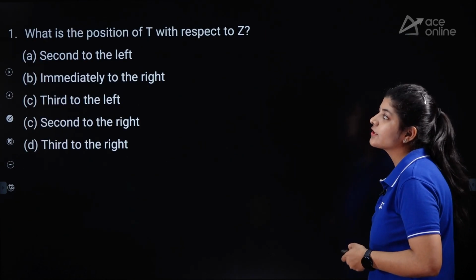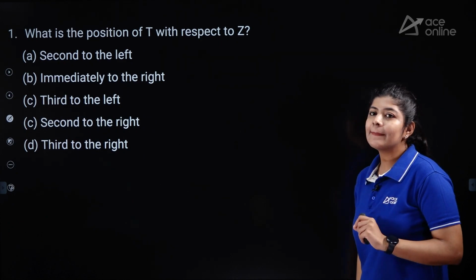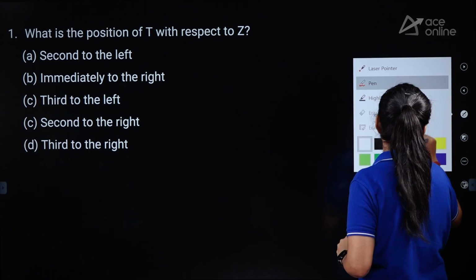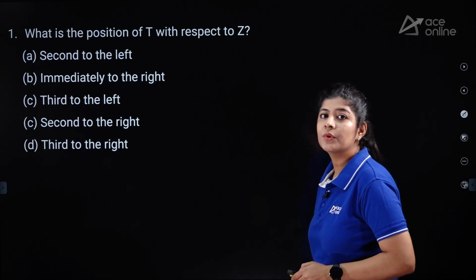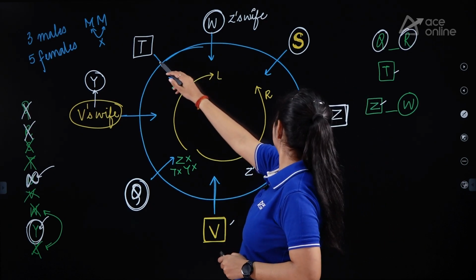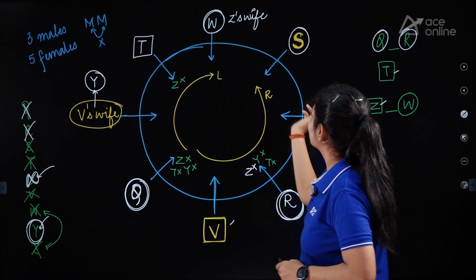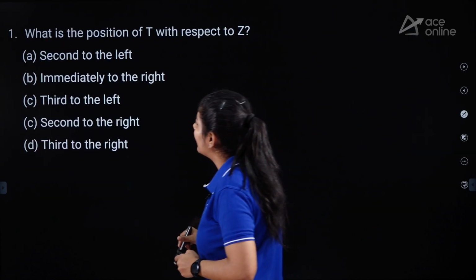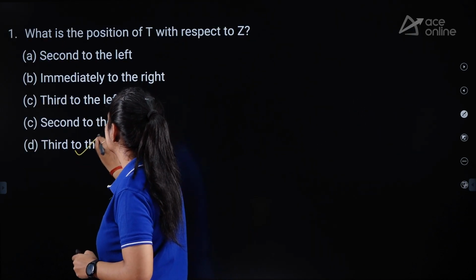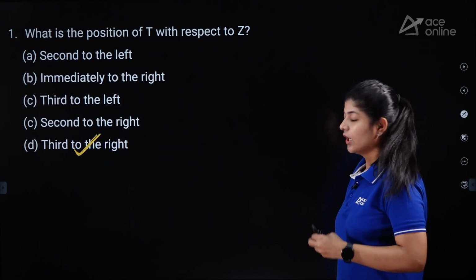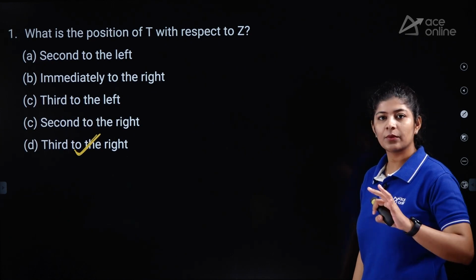So this is the first question. What is the position of T with respect to Z? So where we are having T, and where we are having Z. This is nothing but first, second, third. This is third to the right. So do we have that in our options? Yes, basically third to the right. That means option D is the correct one.